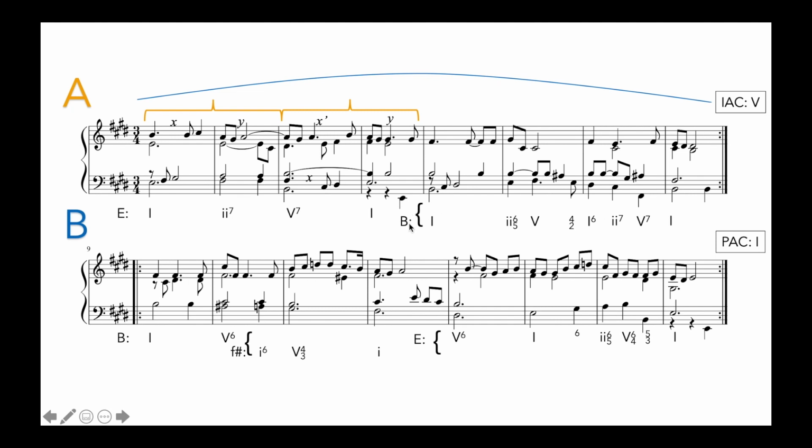And you'll notice that it starts off in E major. So this is a sentence that begins in E major, the basic idea, and then the continuation concludes in B major, which is the key of 5. And there we have an IAC.